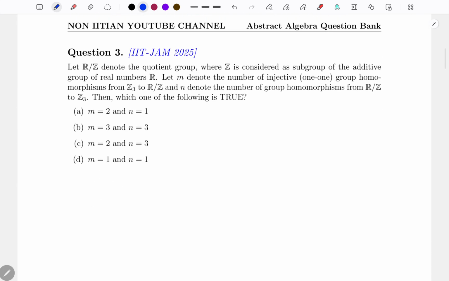Let us move on to the next problem. So what is he asking here? Let R upon Z denote the quotient group where Z is considered as a subgroup of the additive group of real numbers. Let M denote the number of injective group homomorphisms from Z3 to R mod Z, and N denote the number of group homomorphisms from R mod Z to Z3. Then which of the following statements is true?